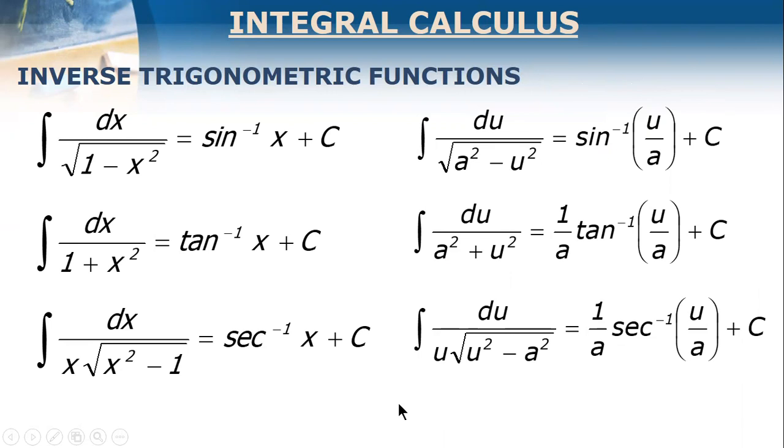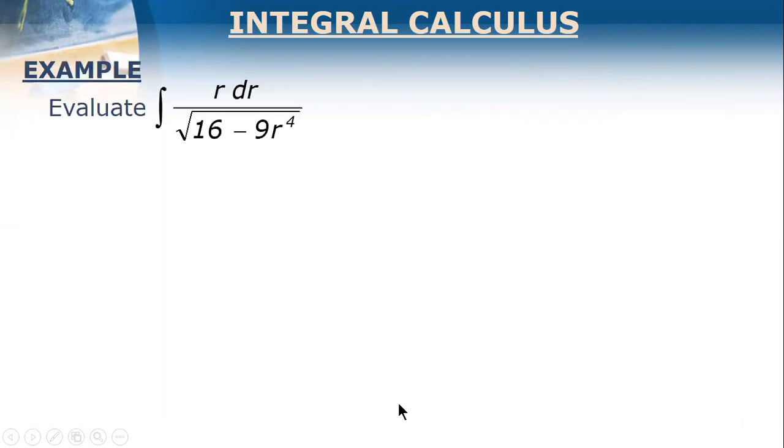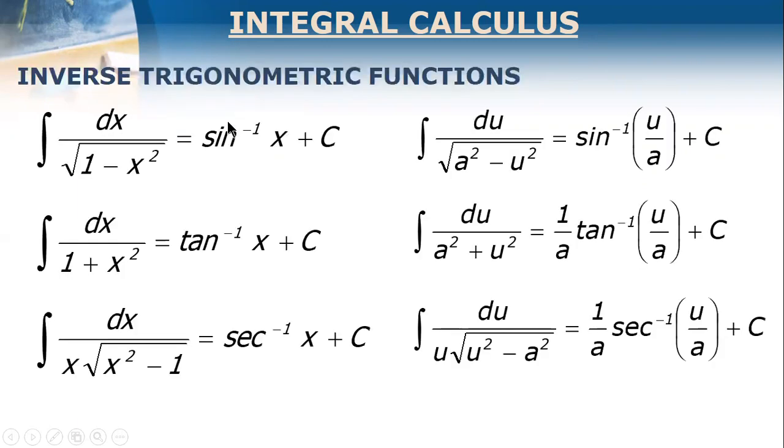Let's try to solve some problems. First one, evaluate integral of r dr over square root of 16 minus 9r to the fourth. So, since the radicand starts with a constant and then a variable, if it fits, this is the form, constant and then variable. And probably this will result in this antiderivative.